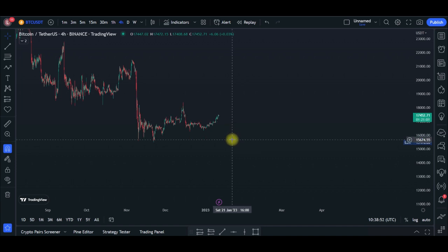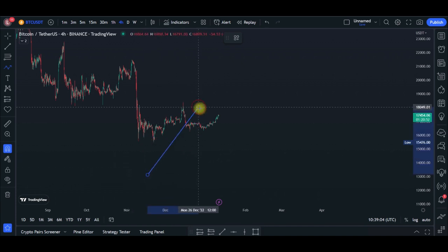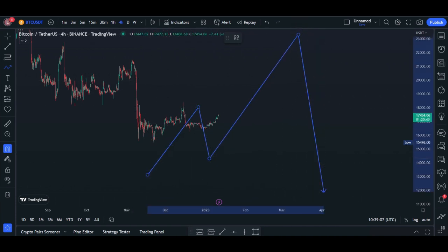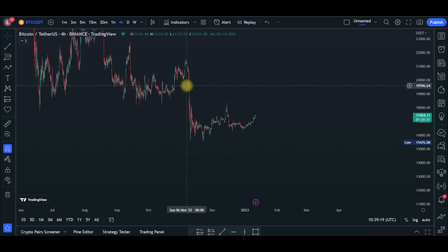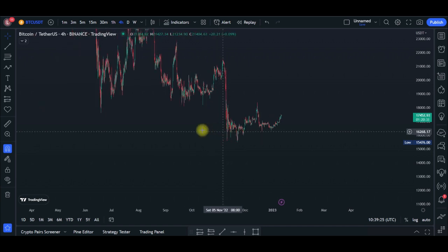Then resistance refers to a level where the price of an asset tends to find resistance as it rises. The way the market moves, it goes up, but it doesn't just go up and then come down again. Within this period it will come down, retrace up again, come down, retrace up again. So for support, when the market falls and then fails to break a certain level, we use that level as a support level. And when the market rises and fails to break a certain level, we use that as a resistance.